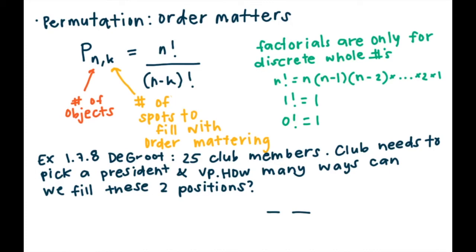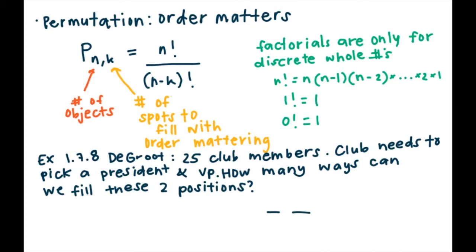So for permutation, order matters, okay? And the formula for permutations is P subscript n comma k, where n represents the number of objects and k represents the number of spots to fill with order mattering, okay? And that's equal to n factorial over n minus k factorial.